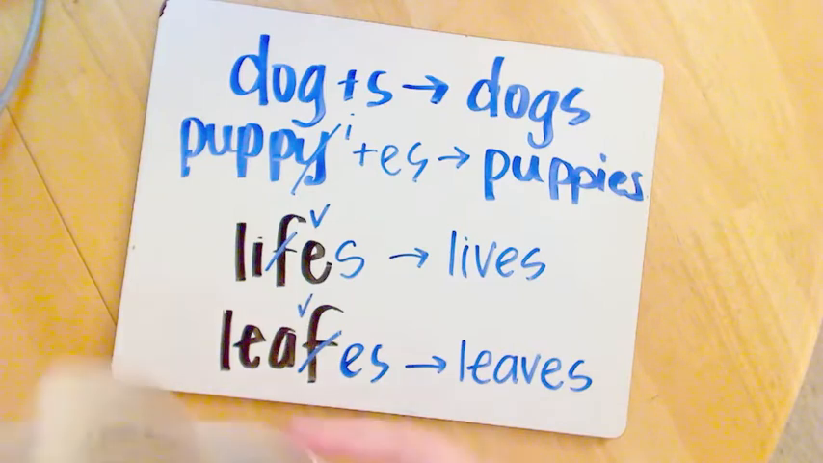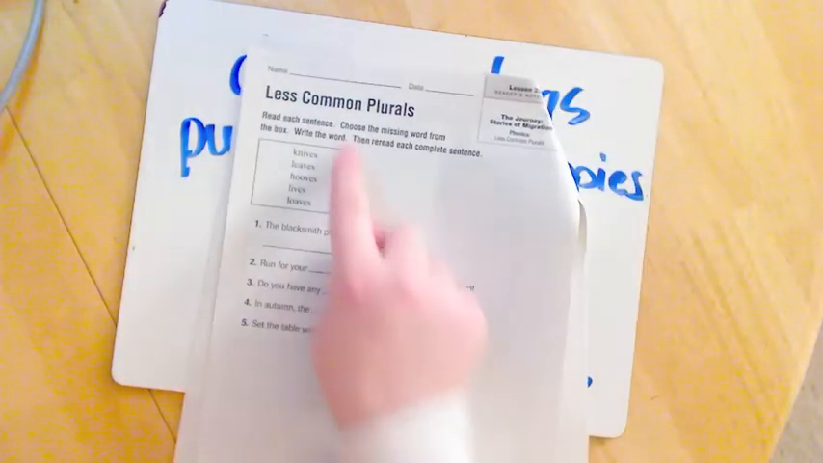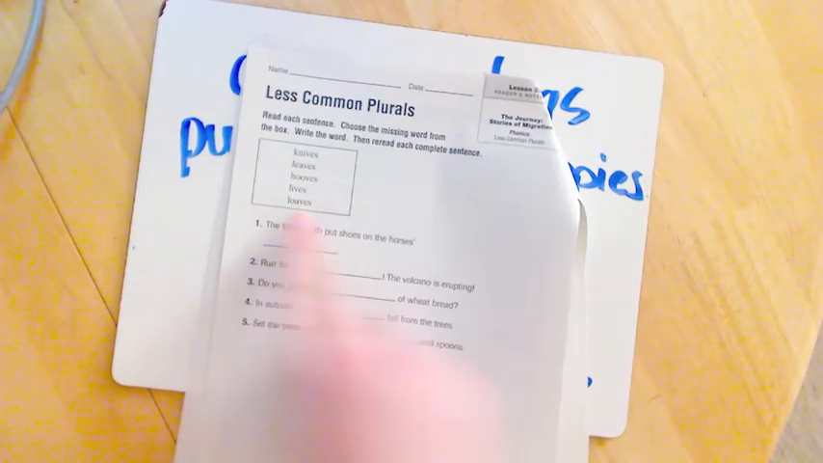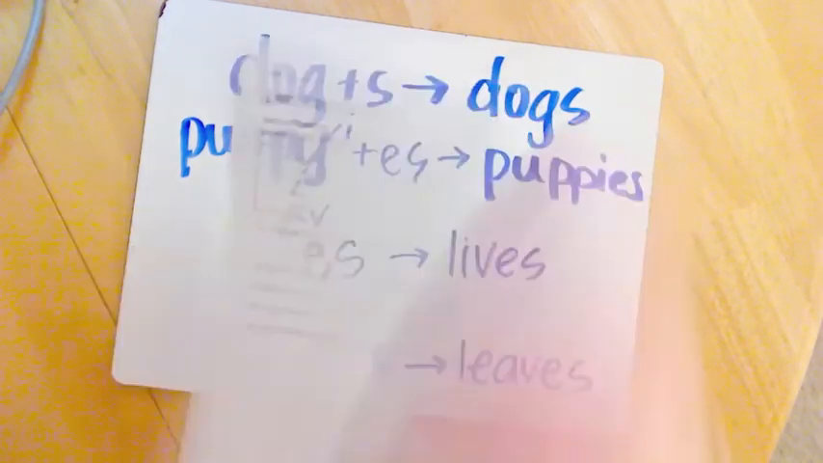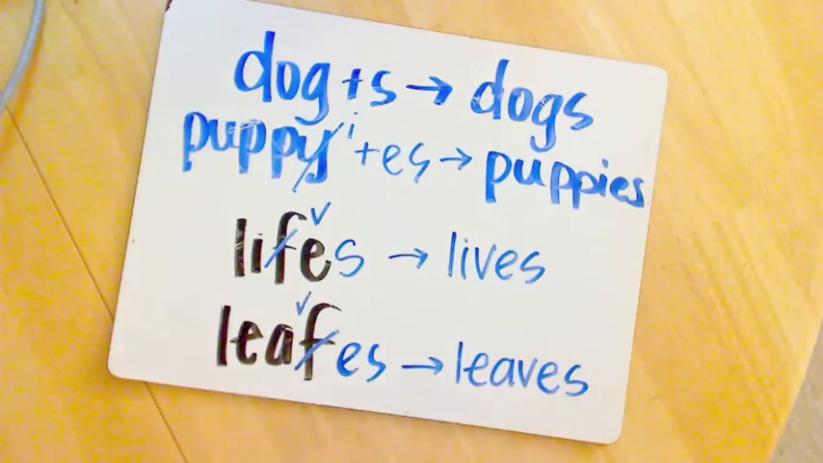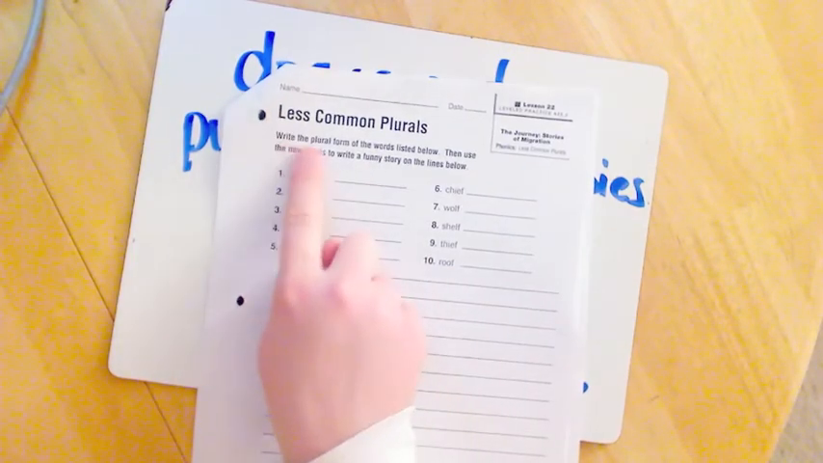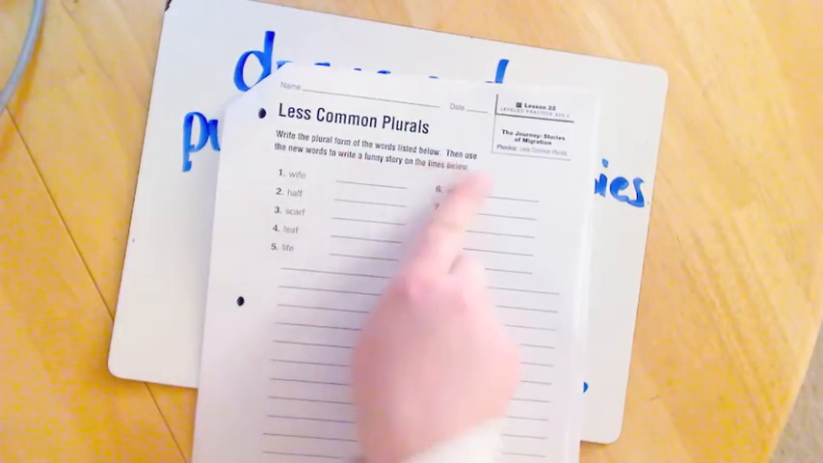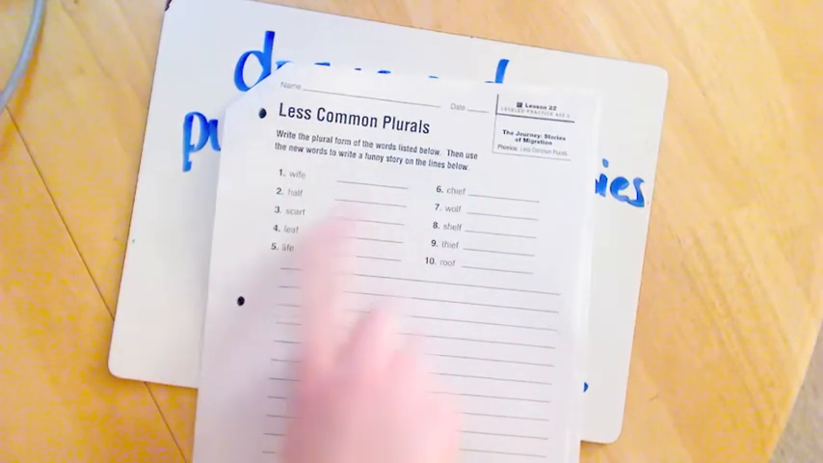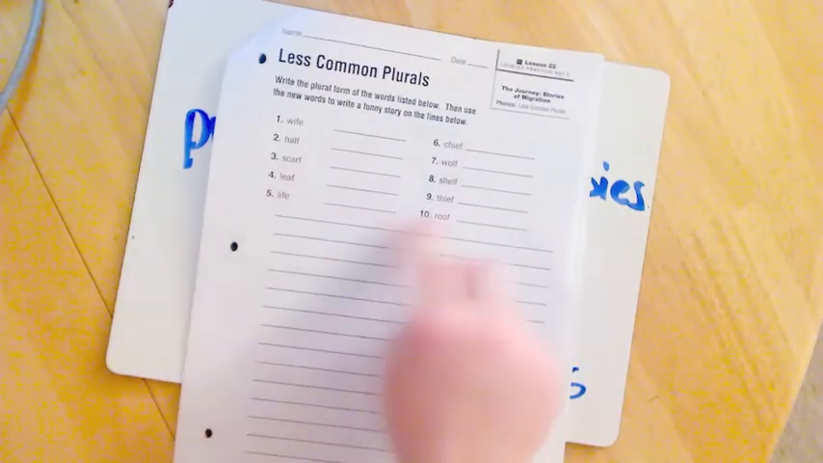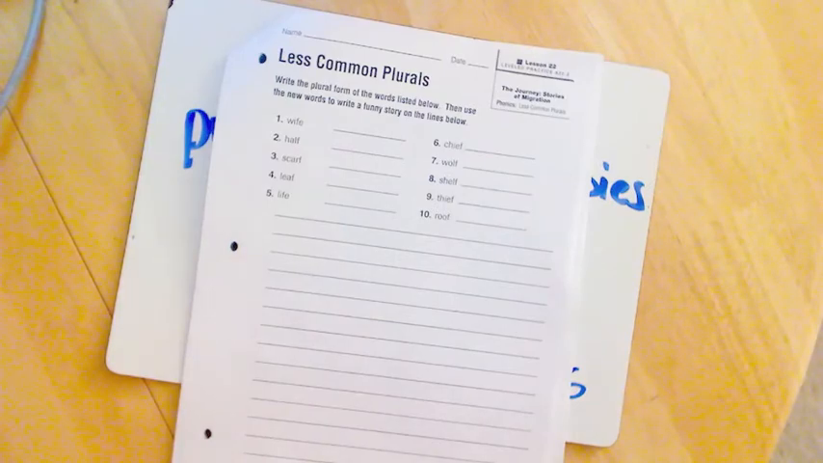So in your packet, you are taking these less common plurals. They've already turned them into plurals for you. You just have to fill them into the blanks. And then in your checklist packet, the last page, they are all singular. There's only one of them, and you have to make them plural. So write the plural form of the words listed below. Then use the new words to write a funny story on the lines below. So wife becomes wives, life becomes lives, and then what kind of a funny story can you write using these 10 words here? And that's it for reading today.